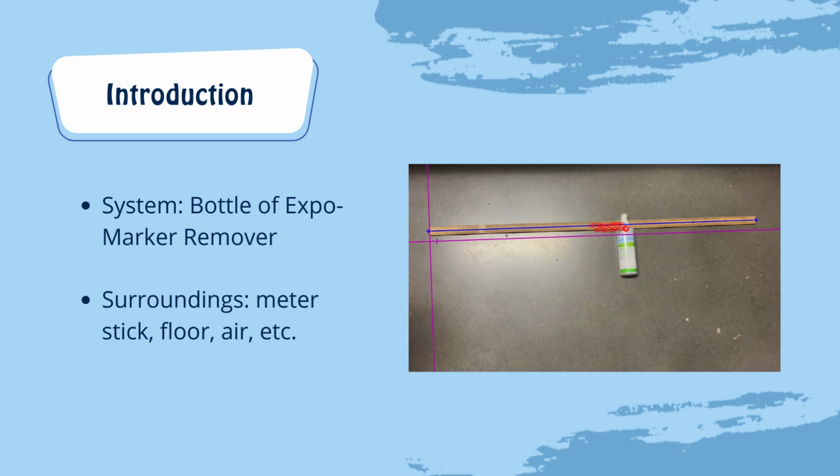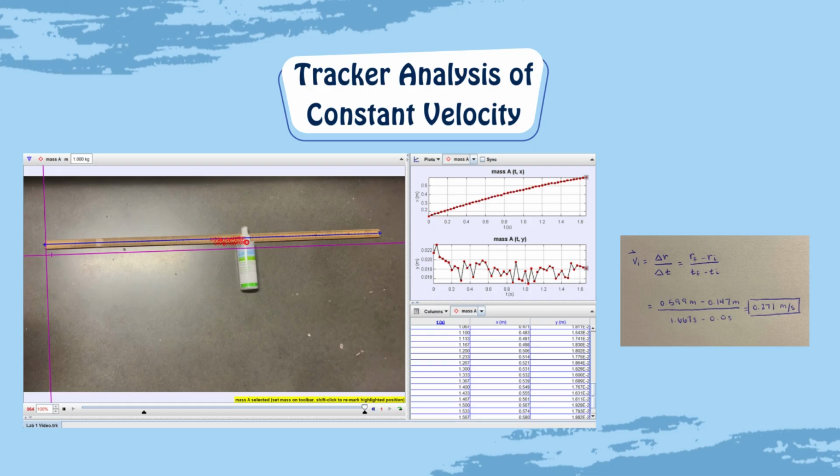I also wanted to state that the system is the bottle. The surroundings are everything around the bottle, like the meter stick, the floor, the air, everything. Here is my Tracker. The red diamonds show where I started to track for the bottle. And in the top right, we see the graph, which is linear, and the data down here.